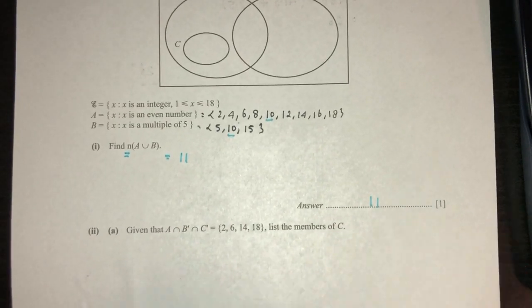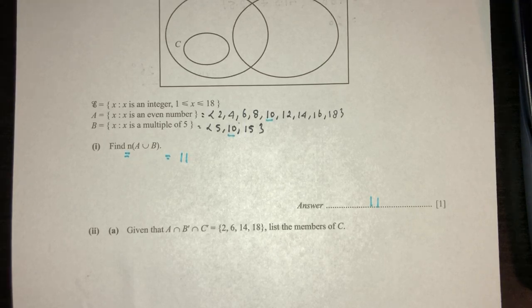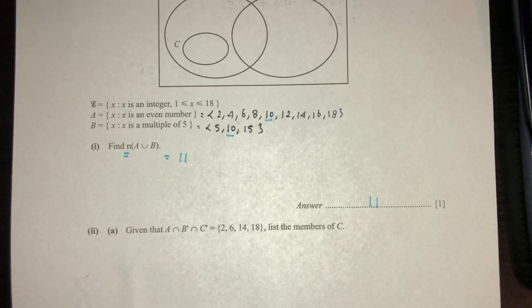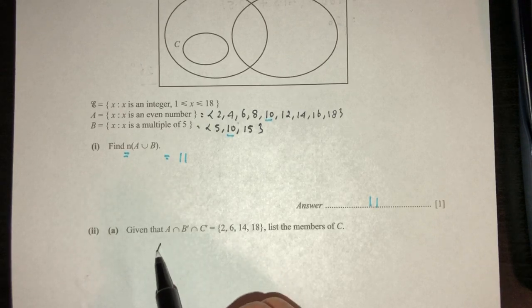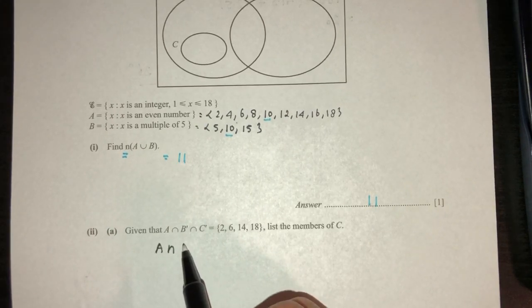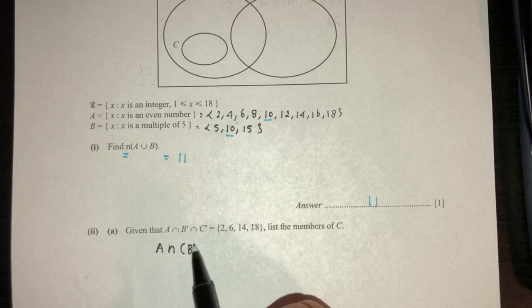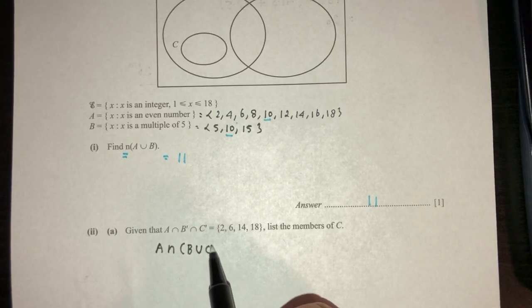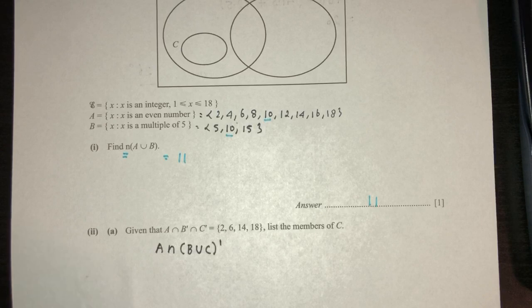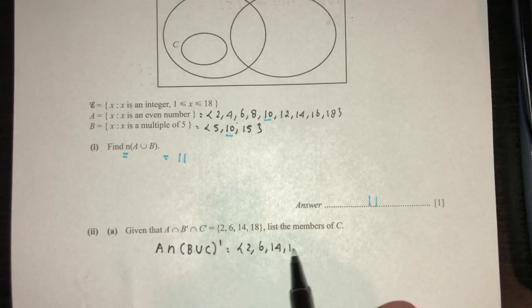Now for part 2, given that A intersect B prime intersect C prime is equal to this one, list the members of C. So first you have to know what this means. A intersect B prime, so intersecting outside of B, or if you want, we can write A intersect, in brackets, B union C, is equal to 2, 6, 14, and 18.